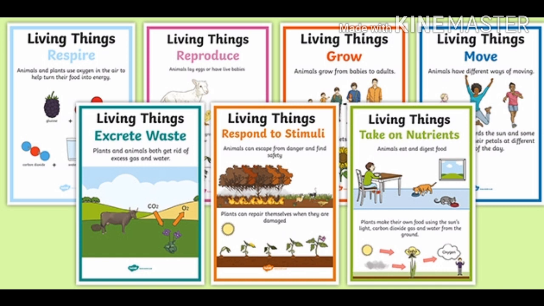Number 4, living things can reproduce. That means they can reproduce their next generation by giving birth or laying eggs. And number 5, they can excrete waste. Plants and animals both excrete the excess waste.